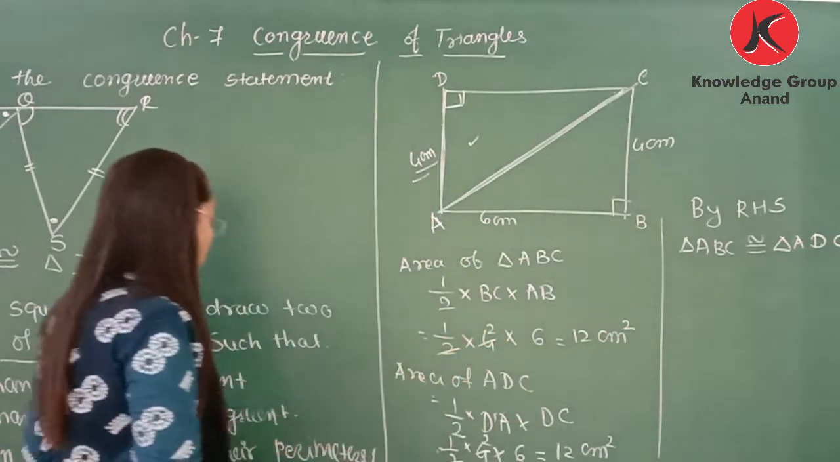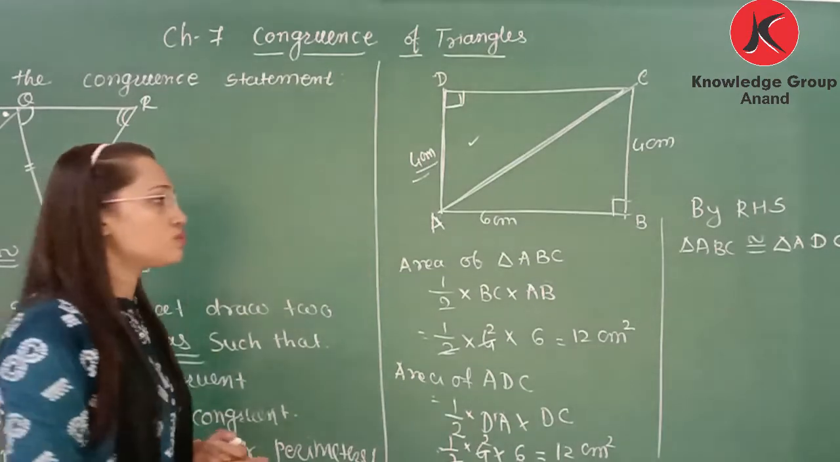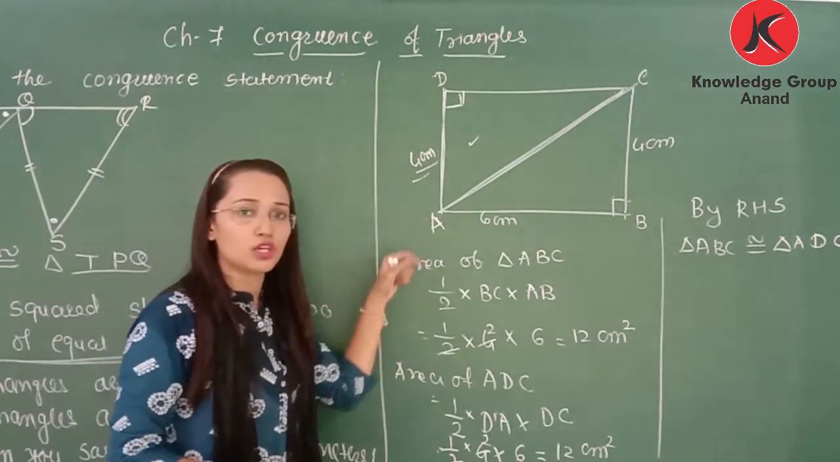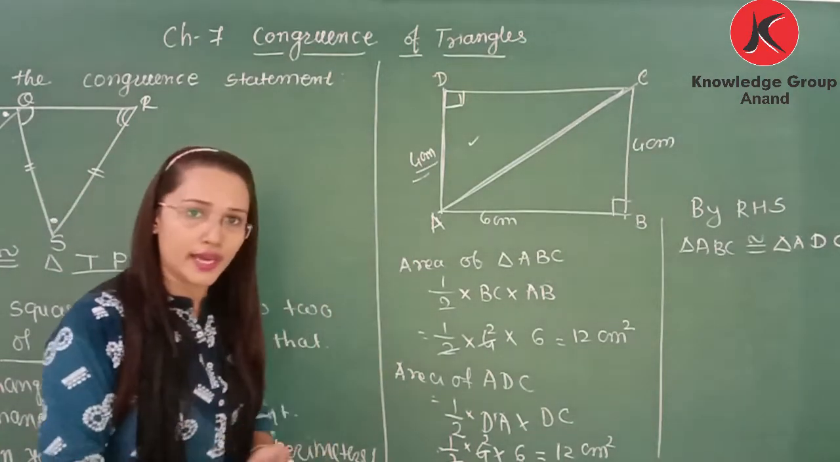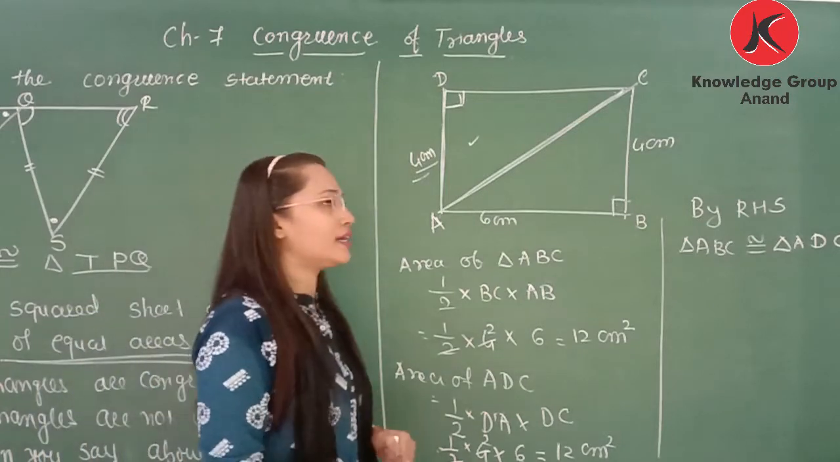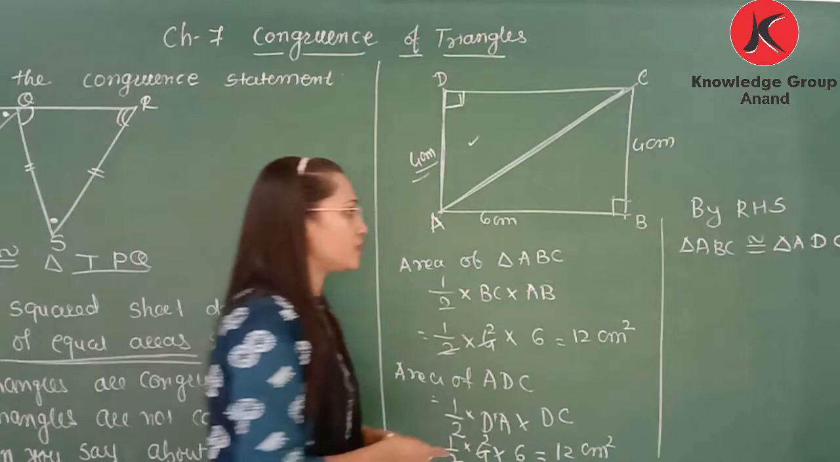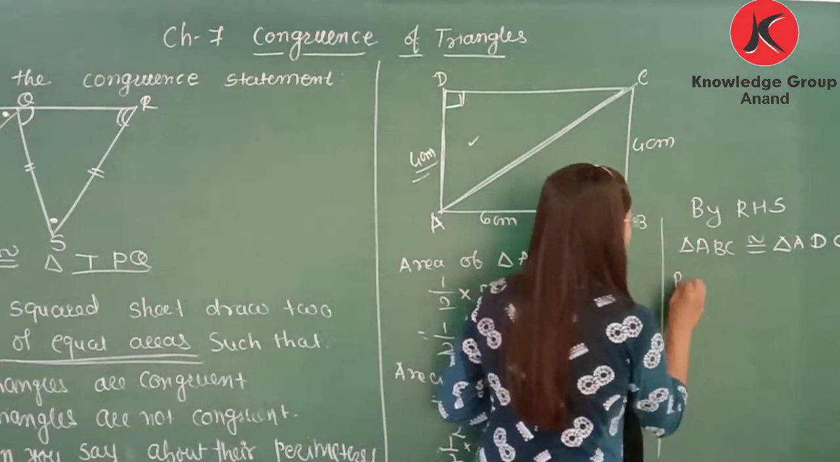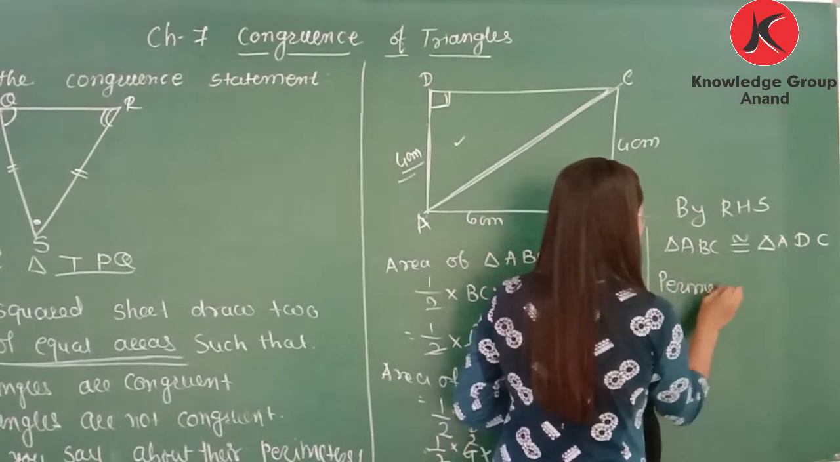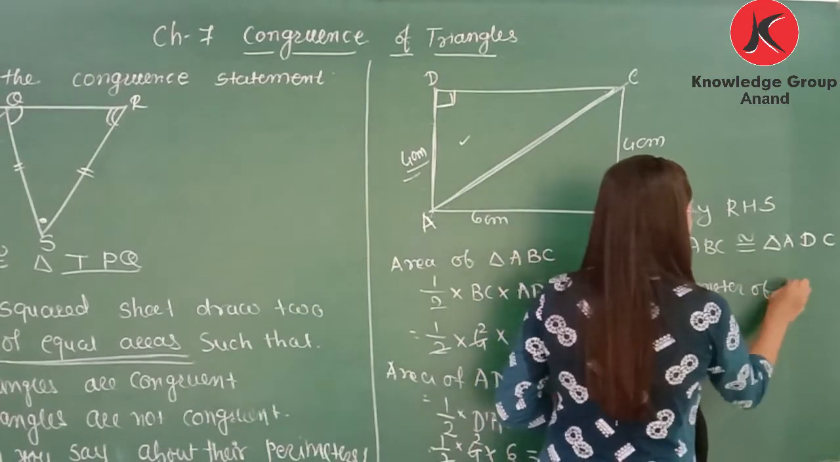Now what about the perimeter? We also need to say what the perimeter of both triangles is. If the area is the same and both triangles are congruent, then what can we say about the perimeter? So let's find the perimeter of triangle ABC.